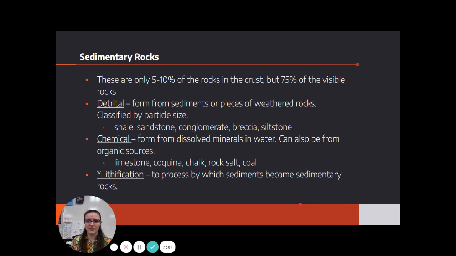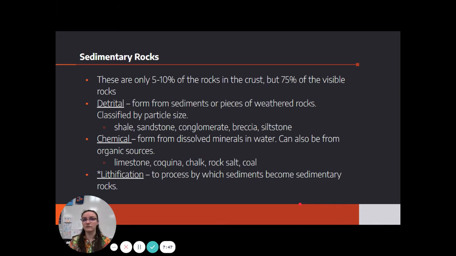Detrital sedimentary rocks form when sediments, or little pieces of weathered rocks, get smashed together and compressed. So this is based on how big the particles are. Sandstone, would you believe, is when a bunch of sand gets squeezed together until it is a solid rock. Conglomerate has these big rounded particles. It looks almost like a bunch of pebbles have been glued together. Breccia is similar to conglomerate, but instead of big rounded rocks, it is big jagged particles that make up breccia.